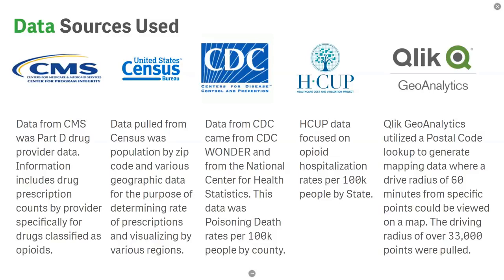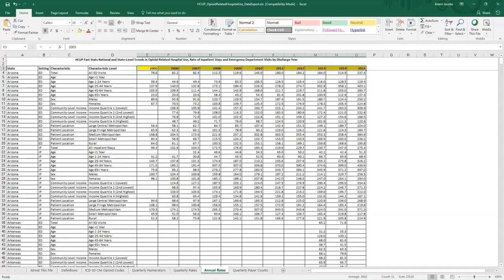I mentioned Qlik's ETL capabilities, which actually came in handy when dealing with the healthcare cost and utilization project data. So the format was not very analysis friendly, as you can see by the years each having their own column up here. So ideally what you want is to have a single field for year and then a single field for the hospitalization rate. So instead of needing to clean up this data before bringing it into Qlik, I was able to apply a simple function in Qlik to unpivot the table and create those two fields very easily.